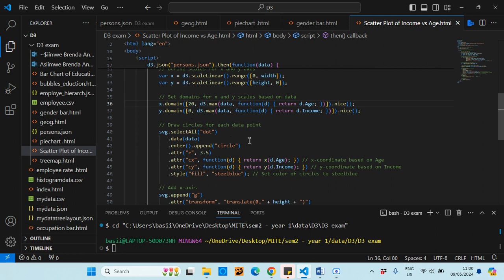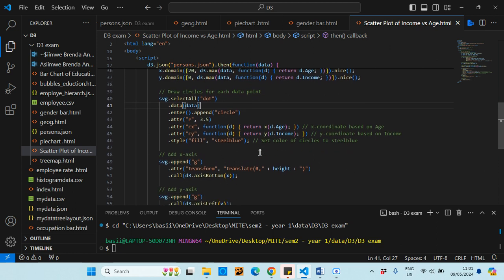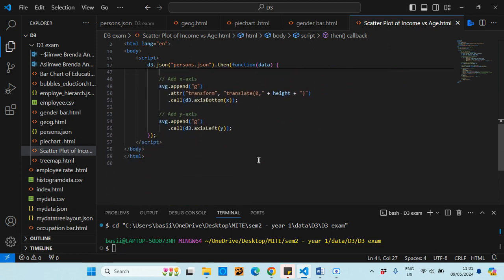So these will be the circles. We're declaring the circles. The dot is basically the circles for the scatter plots, each scatter plot having age versus income. Then we set its radius to 3.5, and we also have attributes for that according to age and income. Then we set its color to steel blue. This now will help us when it comes to plotting. Then we have axes.